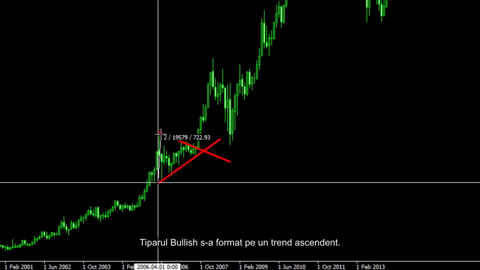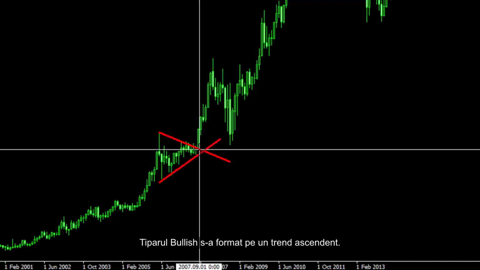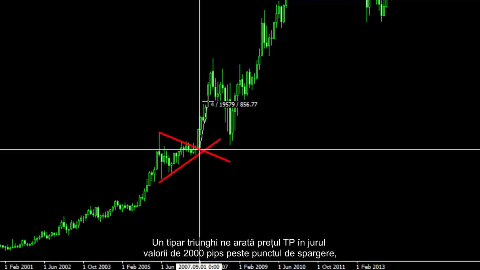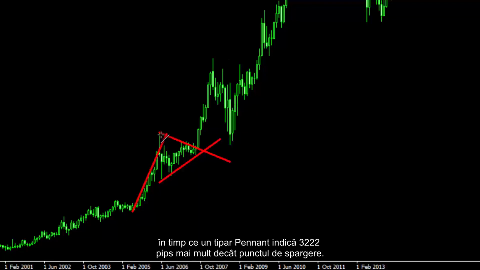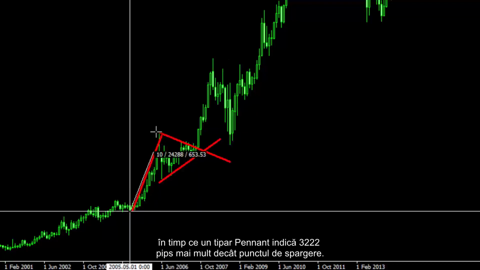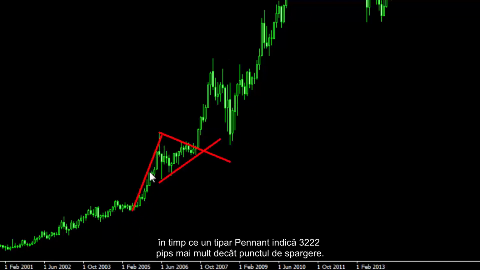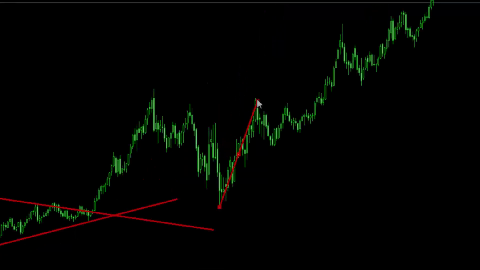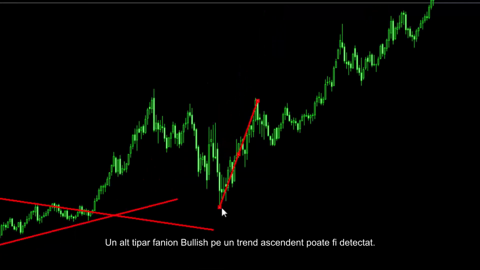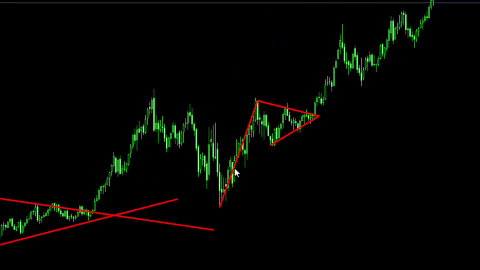The bullish pattern was formed on an upward trend. A triangle pattern shows us around 2000 pips TP price over the breakout point, while a pennant pattern indicates 3222 pips higher than the breakout spot. Another bullish pennant pattern on an uptrend can be detected.